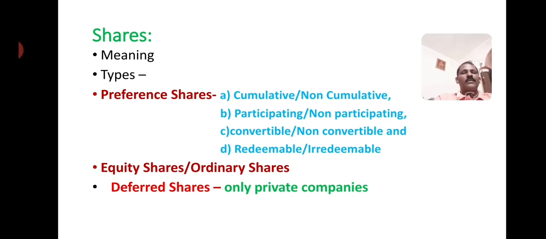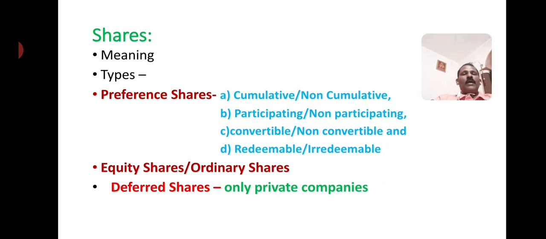And convertible preference shares are those shares which can be converted into equity after the expiry of a fixed period for which those shares are issued. Say for example, if preference shares are issued for 5 years, at the expiry of 5 years they will be automatically converted to equity. Once they are converted into equity, they get the equity shareholders' rights or status. And that type of preference shares where there is no right of conversion into equity are called non-convertible preference shares.